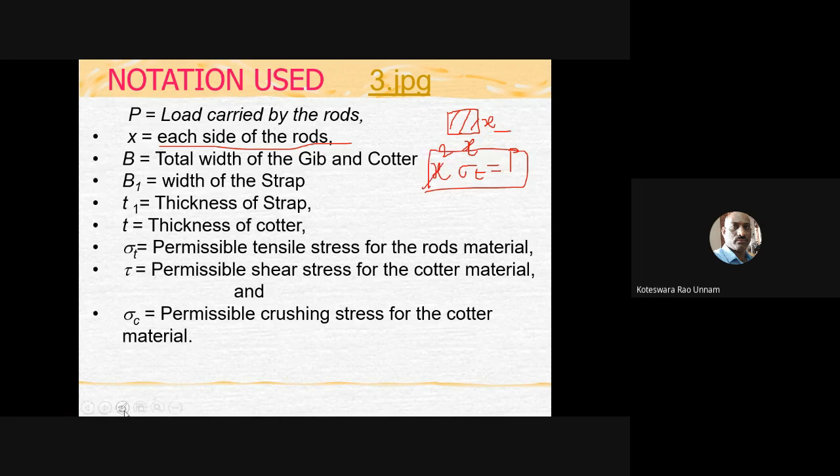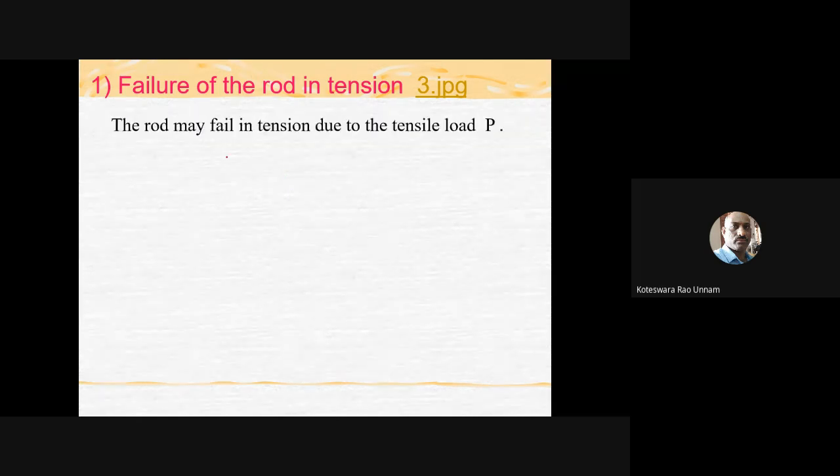Once you got the X value, your B1 is equal to X only. That is, the width of the strap is the same as the width of the rod, so you can calculate B1 also. Once you got the B1 value, then for the T1 value we'll use the empirical relations. So these are the things I'll show here.